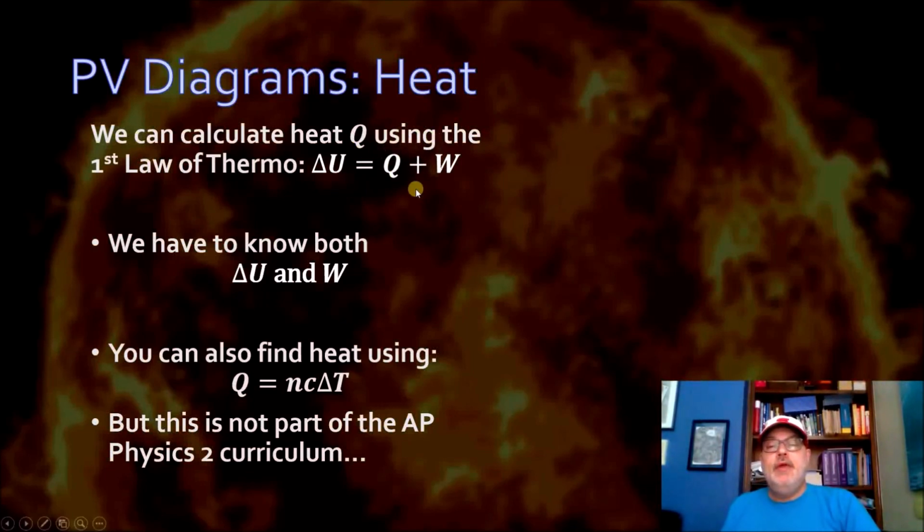Okay? Now, you may remember from chemistry there was an equation called Q equals mc delta T. And there's an equivalent one for gases. It's heat equals nc delta T, where n is the number of moles. We could use that as well, but that is not part of our curriculum on the AP Physics 2 exam, so we'll just find it by using the first law of thermo.